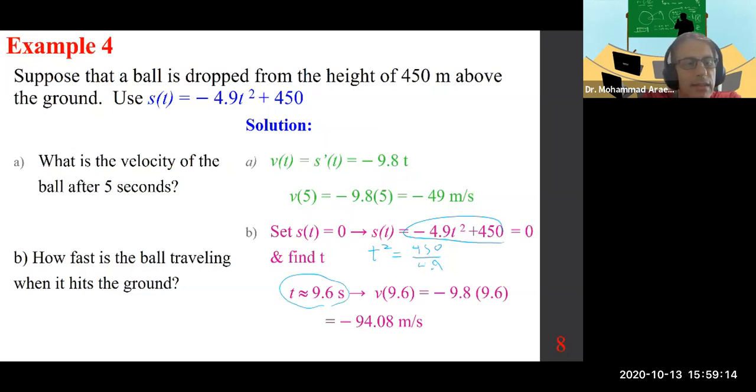And you put that into the velocity function. Negative 9.8 t, so negative 9.8 times 9.6, and it becomes negative 94.08 meters per second. Okay. Velocity is a vector. It has magnitude and direction. That's why it is negative, towards the center of Earth.